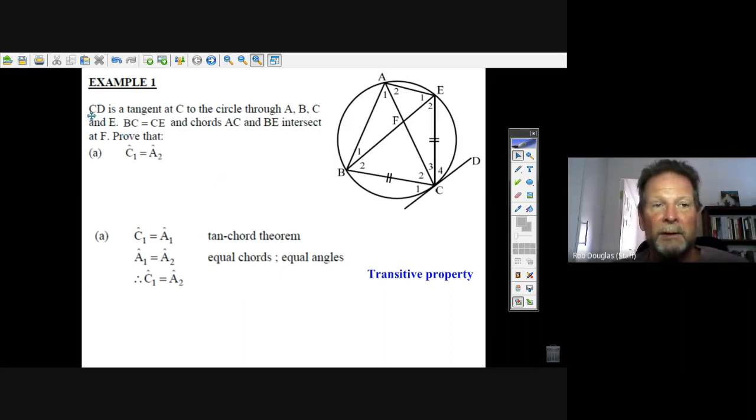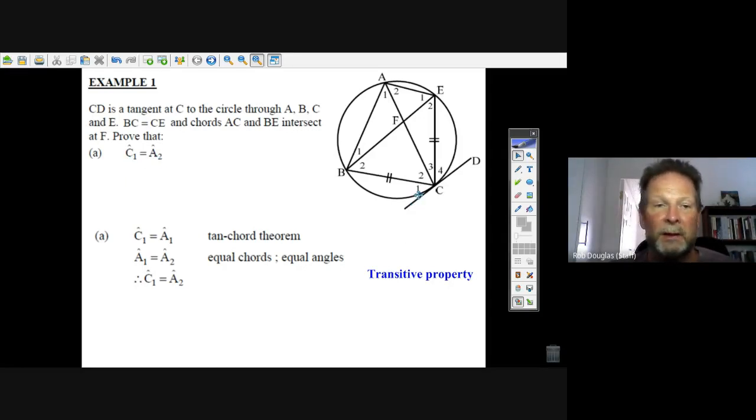It says here that CD is a tangent at C. So this line here is a tangent right at that point C to the circle through A, B, C, and E, this whole quadrilateral here. BC equals CE, so those chords are the same length. And AC and BE intersect at F. Okay, those lines cross right there at F. They ask you to prove that C1 is equal to A2.